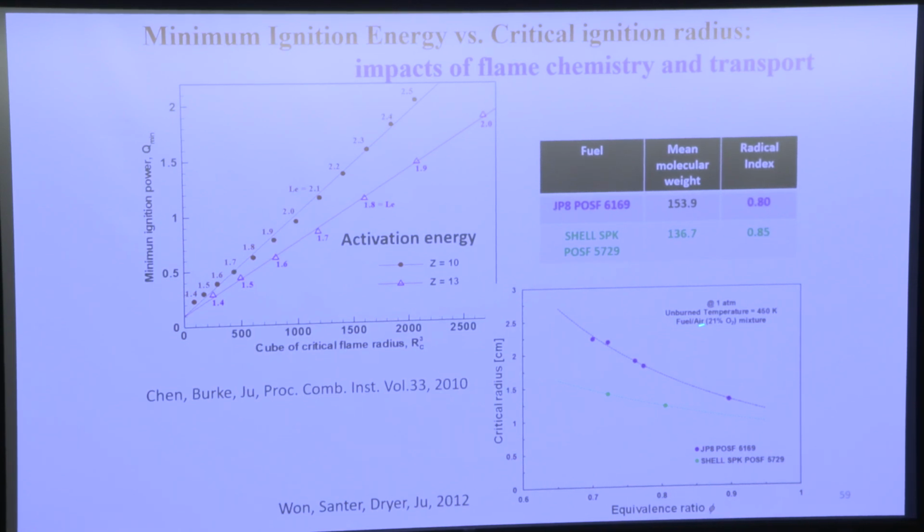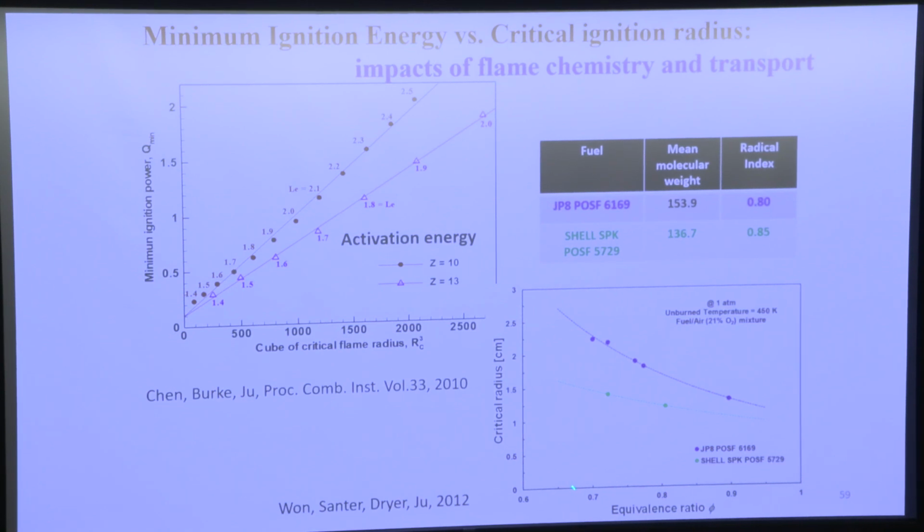You can see that this is atmospheric pressure. At 1 atmosphere, the critical radius reaches 2 centimeters, this size. And the leaner the mixture, the bigger the critical radius. Now you understand why a lean burn engine is so difficult to ignite, because the critical radius increases. So now you also understand, this is the flame radius normalized by the flame thickness. At low pressure, flame thickness increases.